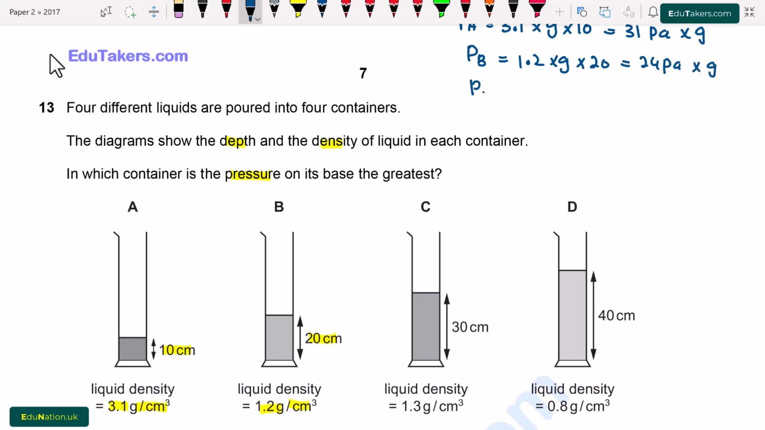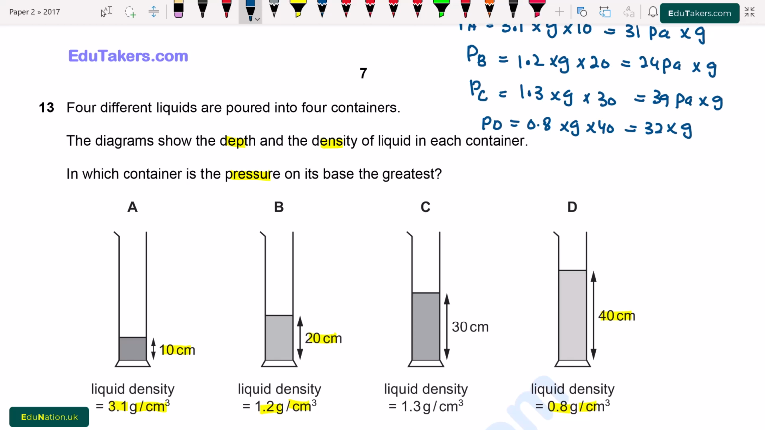For the container C, pressure will be, here density is 1.3 multiplied by G and the value of depth is 30 centimeter. So pressure will be equal to 39 Pascal multiplied by G. In option D, density is 0.80 gram per cubic centimeter and depth is 40 centimeter. So the pressure due to the container D will be equal to 0.8 multiplied by G and 40 centimeter. It will be equal to 32 multiplied by G. Again the unit of pressure is Pascal.